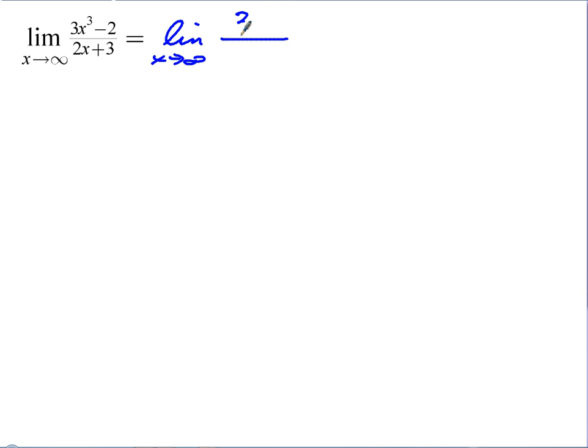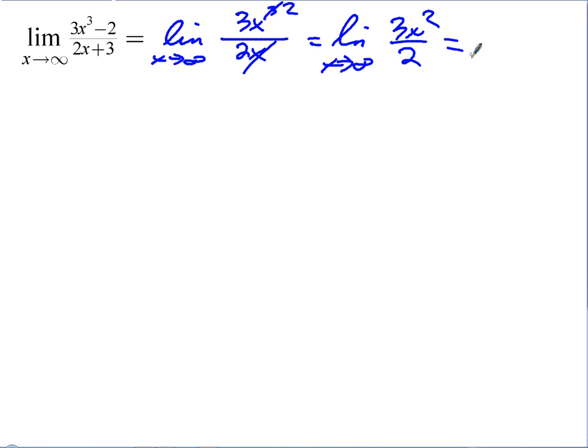Ignore those guys and we get 3x cubed over 2x as x approaches infinity. We can cancel a little bit. I can cancel one of the x's, top and bottom, leaving me with the limit of 3x squared over 2 as x approaches infinity. And what's that? Think about that. What is it? Oh, yeah, it is, isn't it, right?